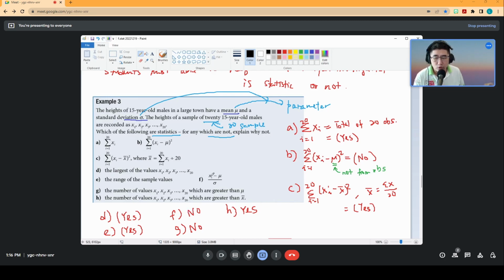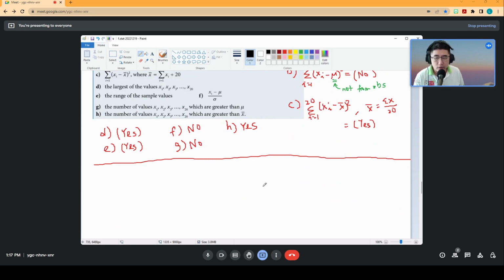F is no because of mu and sigma. G, the number of values which are greater than mu. Because you are using mu as a reference, it is not a statistic. H, the number of values which are greater than x̄. So this is a statistic. Okay, the day we stop up to here. Let's just continue.